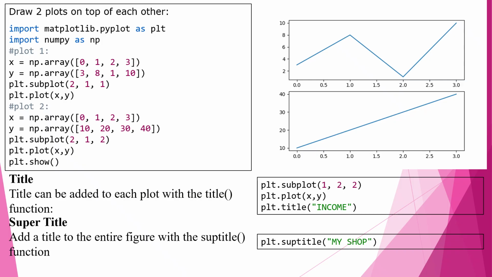Each plot is drawn using the plot function and both are displayed together using plt.show. This arrangement is useful when you want to compare two datasets vertically in a single figure.